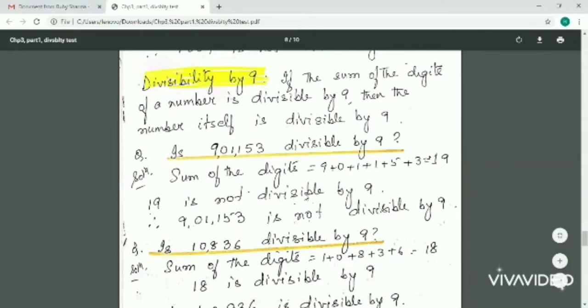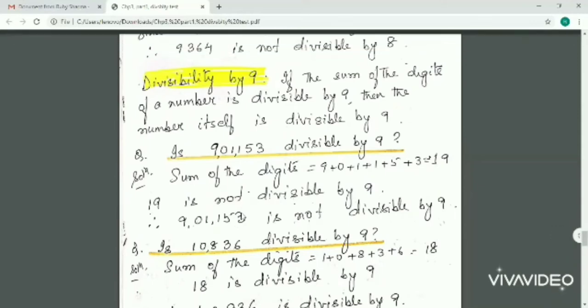The 19 is not divisible by 9. So the whole number is not divisible by 9. So you write the number down. It is the same as for 3. For 3 also we found the sum and we saw whether it is a multiple of 3. Here also we have to see whether the sum of the digits is a multiple of 9 or not. So here it is not divisible by 9.